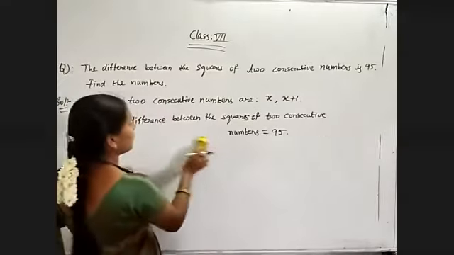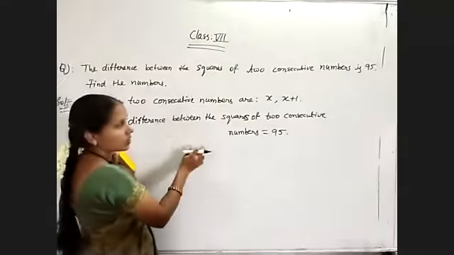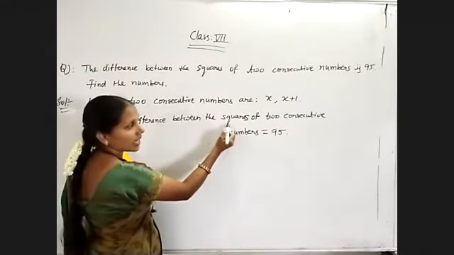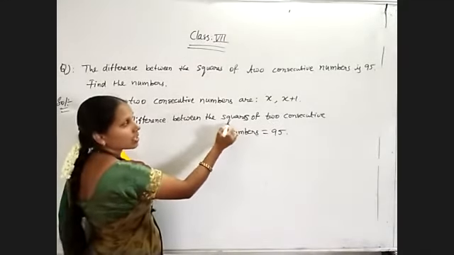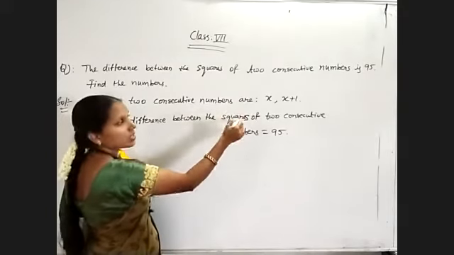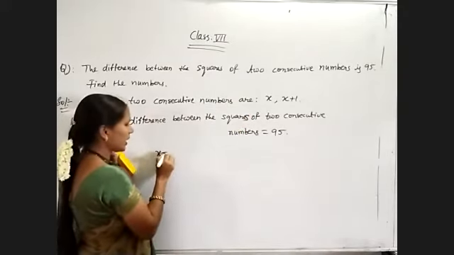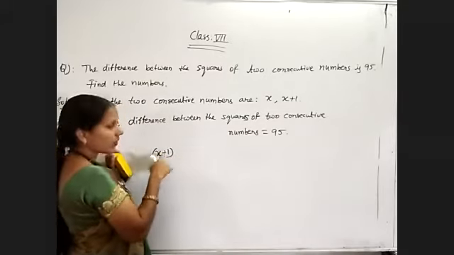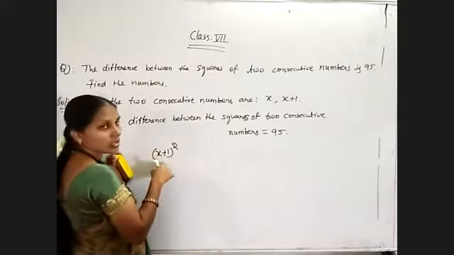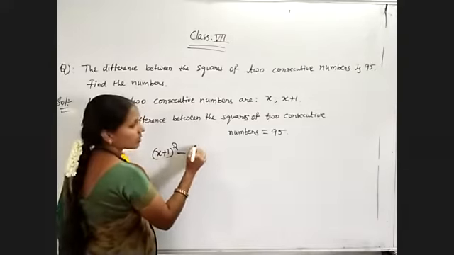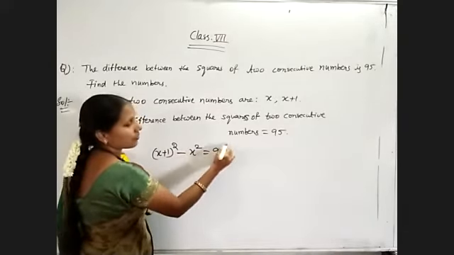Now, so difference is nothing but greater number minus smaller number. And what are those numbers? Squares of the two consecutive numbers. Square of x is x square. Square of x plus 1 is x plus 1 whole square. So the difference, greater number is x plus 1 square, so x plus 1 whole square minus x square is equal to 95.